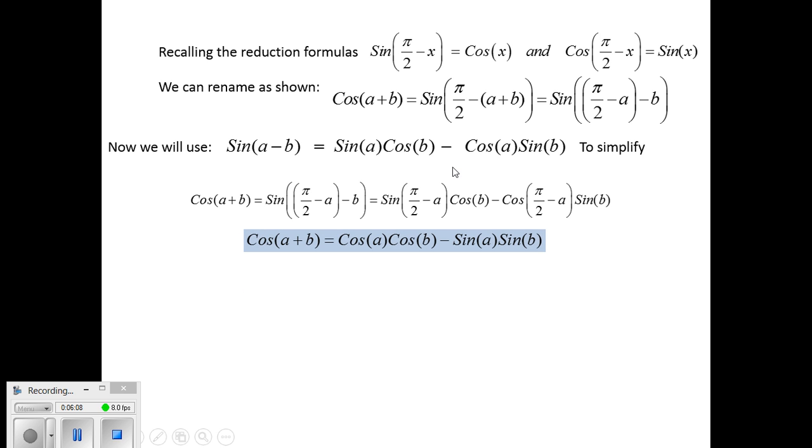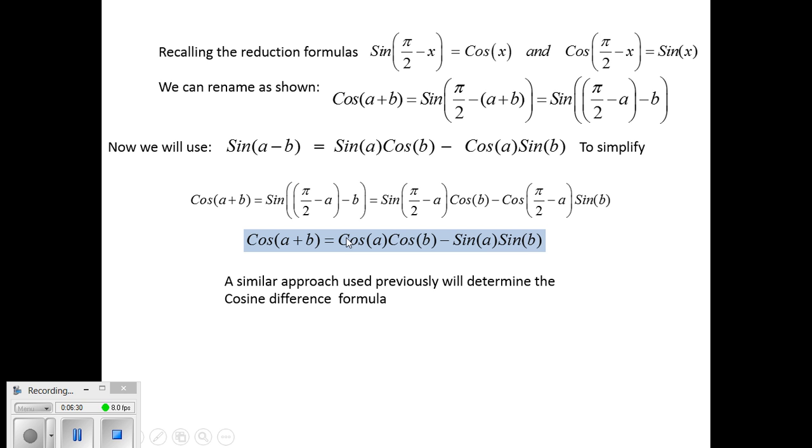And the cosine of pi over 2 minus a is the sine of that angle a. So that arrives at our angle form for the cosine. Of course, we said the cosine is easy to remember because it spells its name out. Cosine, cosine, opposite, sine, sine.